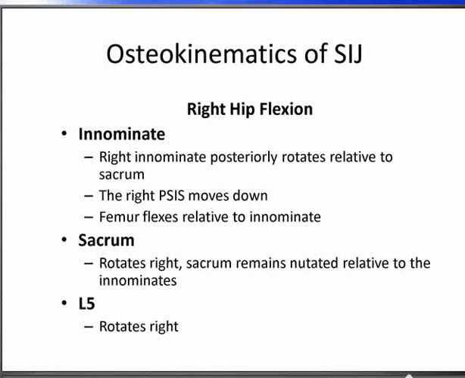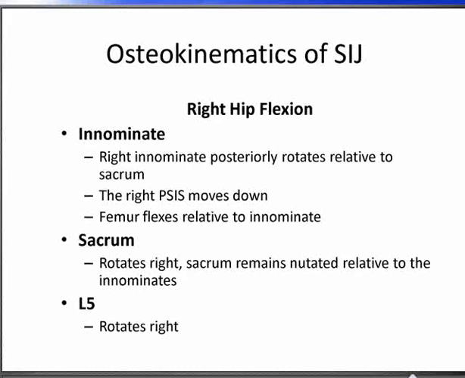All right, so if you ask your client to do a standing hip flexion test, so they're standing, they bring their knee up to their chest, this is typically what you would see happening with innominate motion and sacrum and L5 motion. Again, palpating the PSIS on the right and looking at the sacrum relative to that. This is also known as a kinetic test.